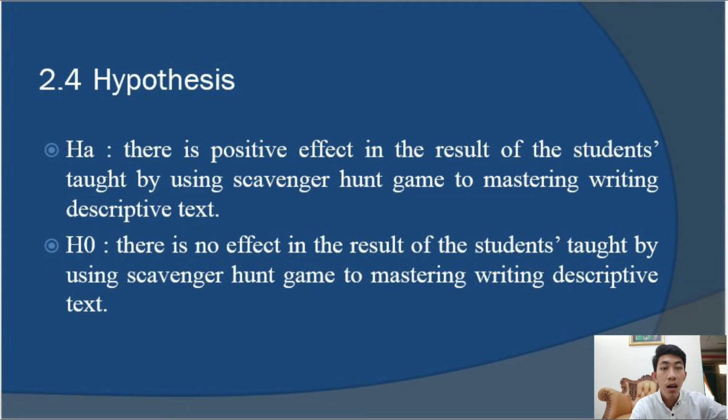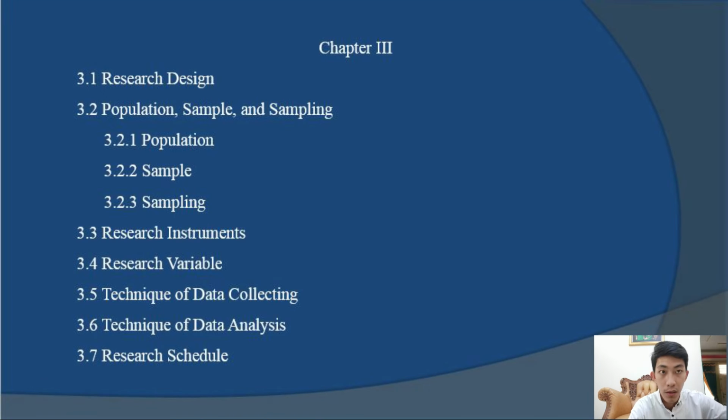Now we move to the last point of my second chapter, hypothesis. There is an alternative hypothesis when there is a positive effect in the result of the students taught by using scavenger hunt game to mastering writing descriptive text, while there is a null hypothesis when there is no effect in the result of students taught by using scavenger hunt game to mastering writing descriptive text.